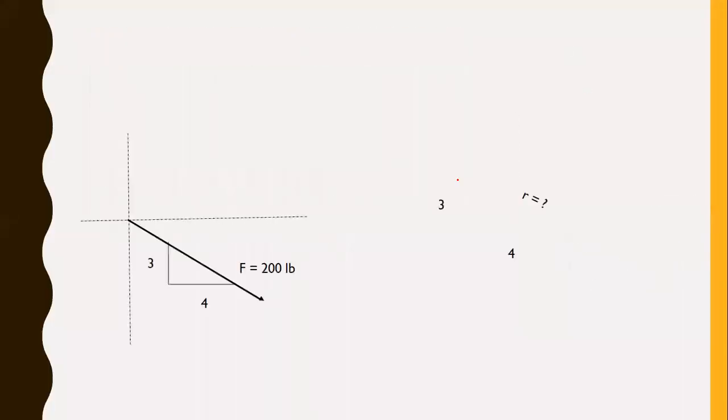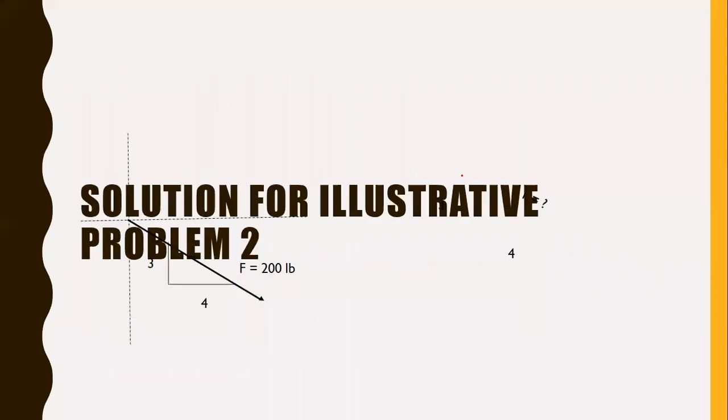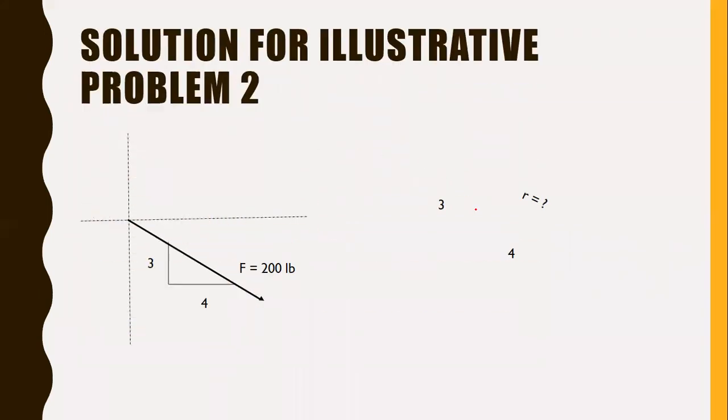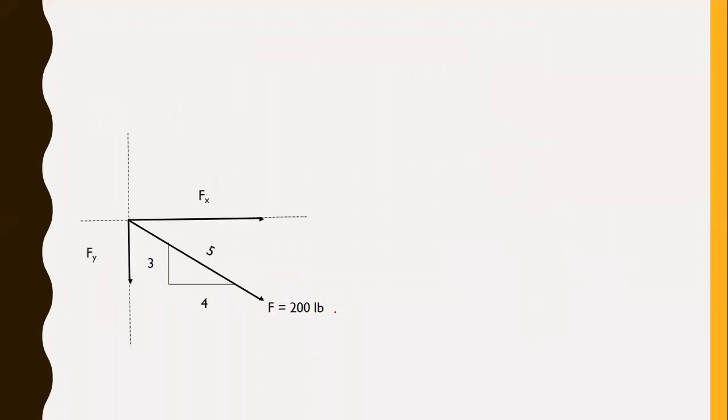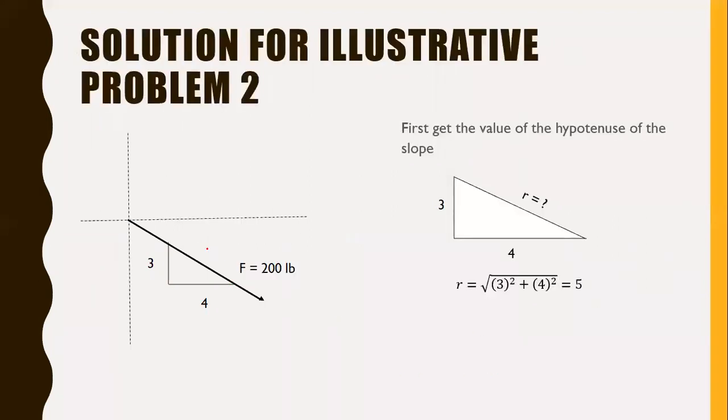This one would be the solution for problem number 2. First, get the value of the hypotenuse of the slope. We have your r, 3 and 4. Using the Pythagorean theorem, r is equal to the square root of 3 squared plus 4 squared, equal to 5. We're talking about the right triangle here. Then your r would be equal to 5.